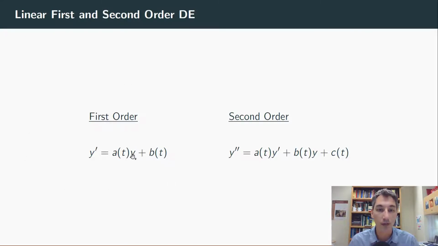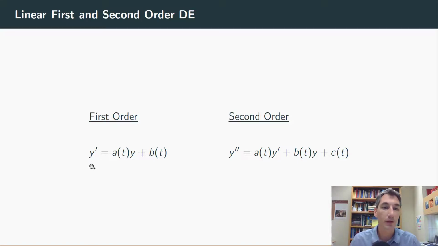You'll notice the y is by itself. It's not multiplied by anything except for a function of t. It's not y squared. It's not square root of y. It's not 1 over y, right? It's just the y prime by itself, and then the y multiplied by a t function and possibly added to another t function. So this is oftentimes called the forcing function, and this is relating to the example.